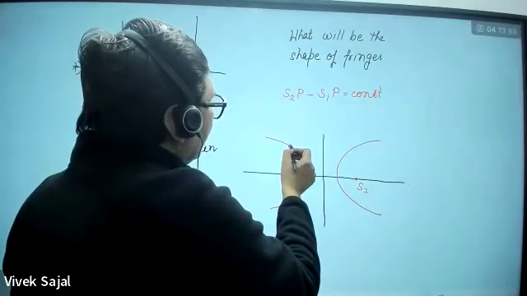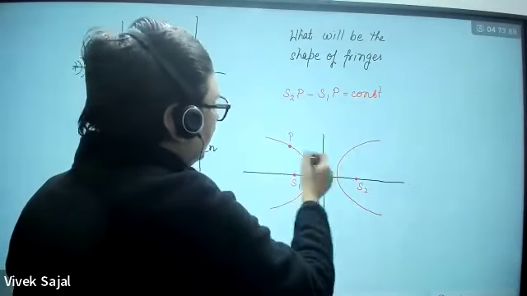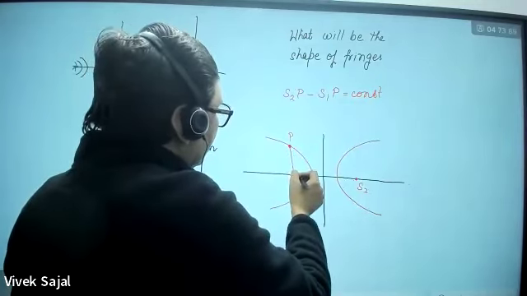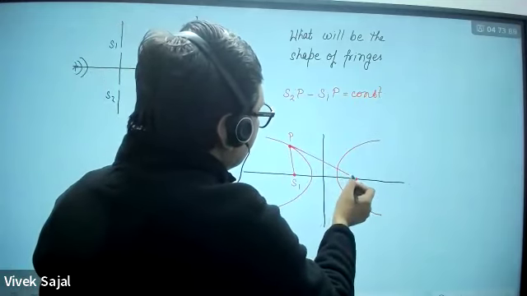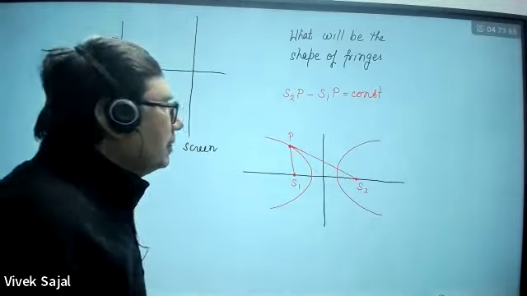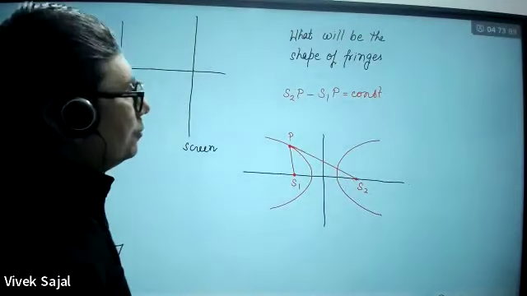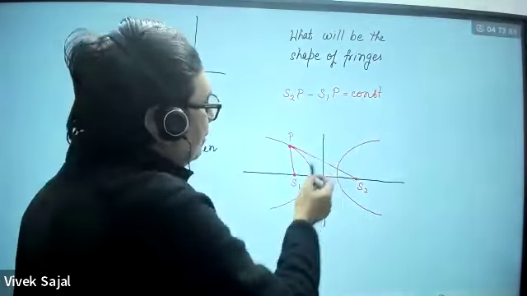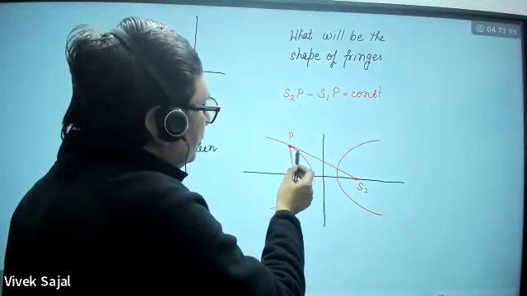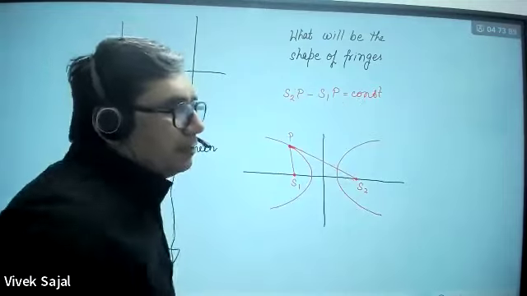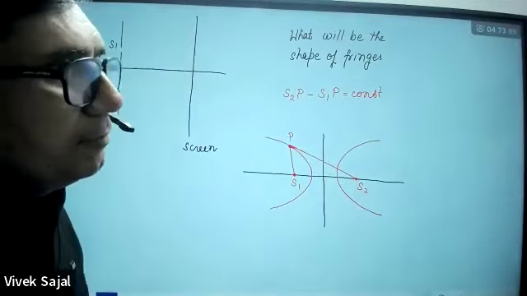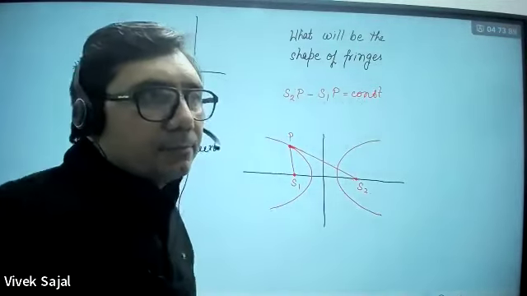Suppose you are having a point P here or here, then this difference will be constant. So S2P minus S1P, you can move from here to here. Now this equation is going to be satisfied. This equation is called the equation for the hyperbola.